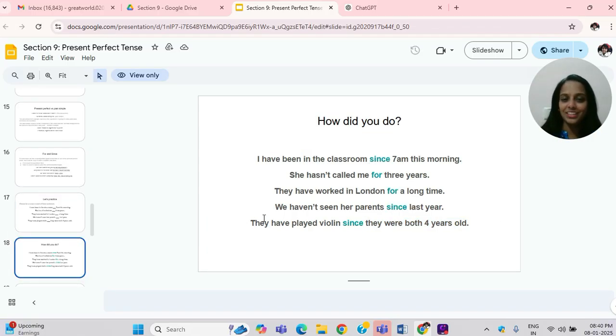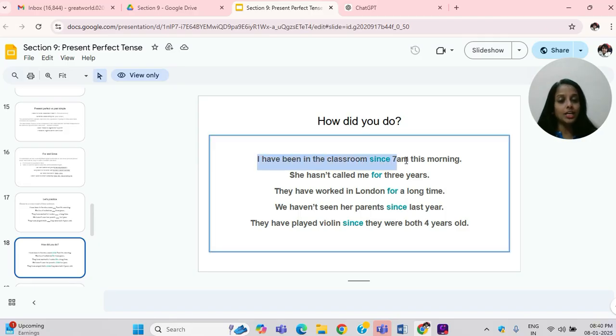How did you do it? I have been in the classroom since 7 a.m. this morning. Here we are using the word since because it indicates when the action began. She hasn't called me for 3 years. So it represents the duration, 3 years. So we are using the word for.